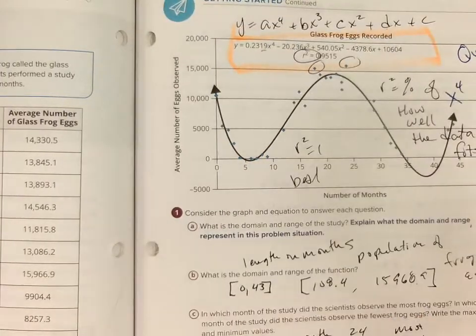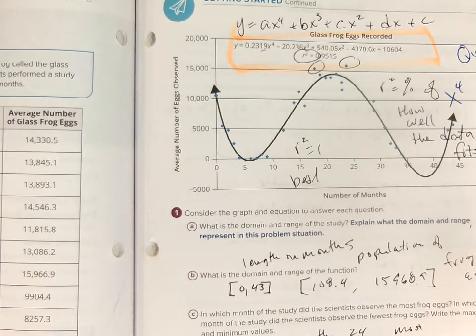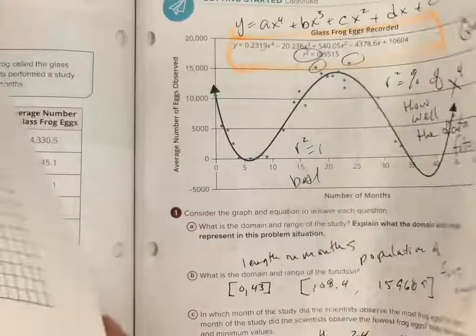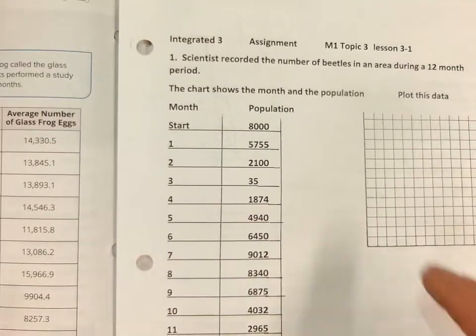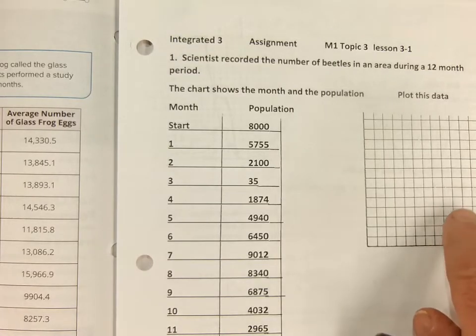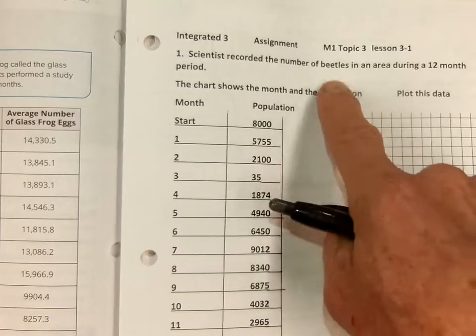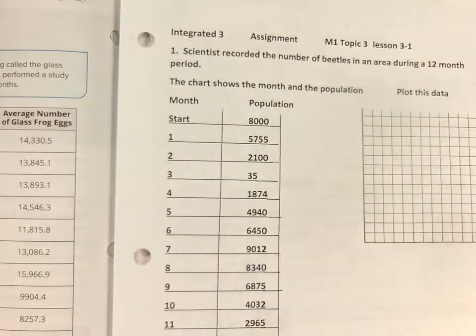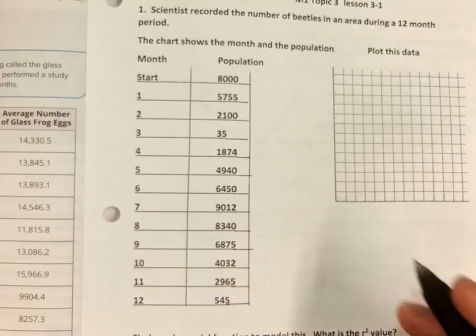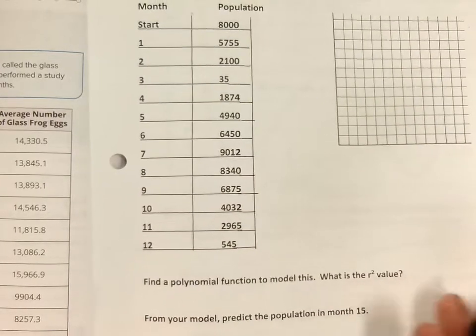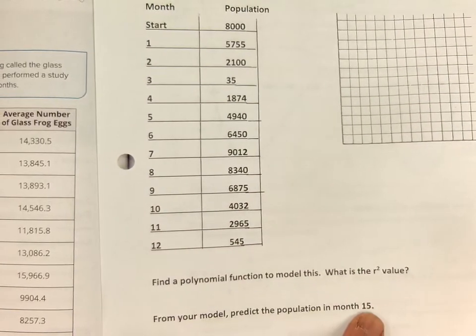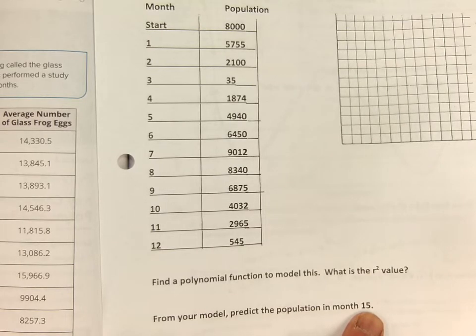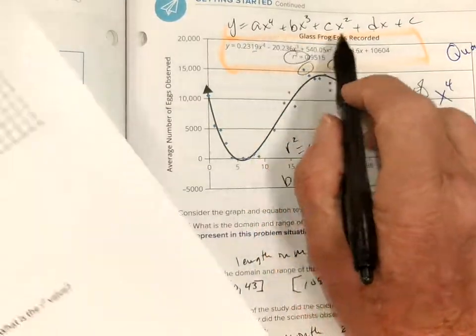The homework that you're going to do is the same kind of thing, but I made up these numbers. So you've got populations of beetles. I want you to do a scatter plot, get the equation. It is a quartic for sure. Find the R squared value. Predict, so you plug 15 into your equation. Whatever the x's are, plug 15 in.